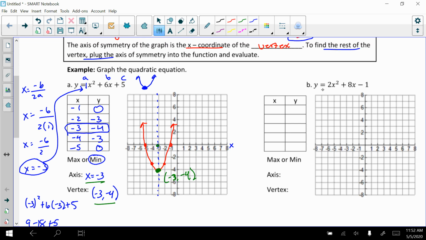Notice that your a value, your leading coefficient, might not be 1. If that's the case, nothing changes other than when you do this equation, -b over 2a, your a value is not going to be 1. In this case, it would be 2 or whatever number it is. When you do this equation, you have to pay really close attention to negative signs. If you have a double negative, you've got to swap that. You can't lose track of your negatives.